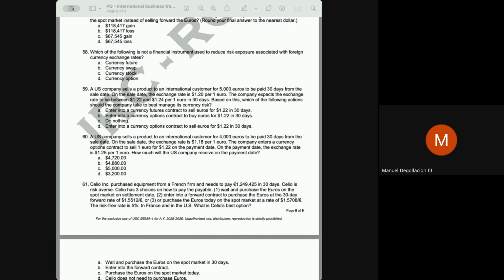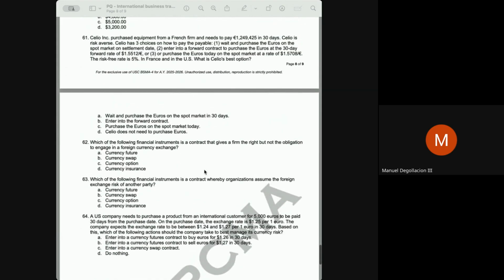Number 60. You should be able to analyze this already. Answer is letter C, 5,000. 61. Answer in 61 is letter B, enter into the forward contract. 62. Which of the following financial instruments is a contract that gives a firm the right but not the obligation to engage? If it's just a right, that just gives you an option. So the answer for number 62 is Charlie.